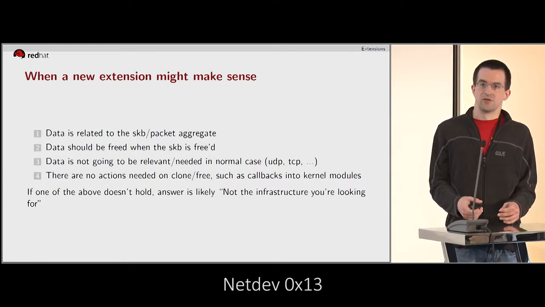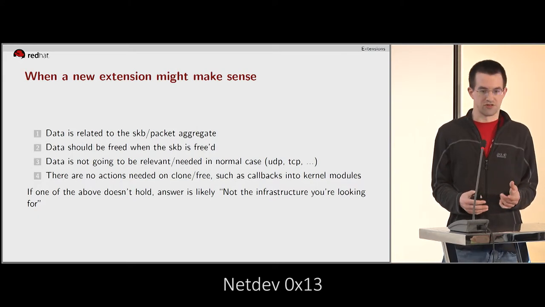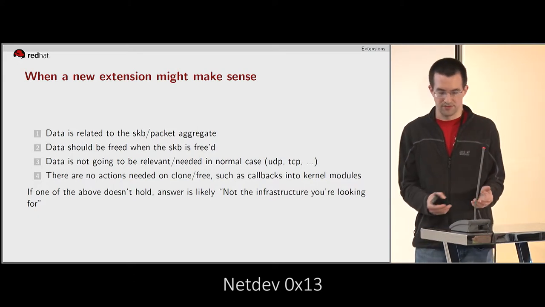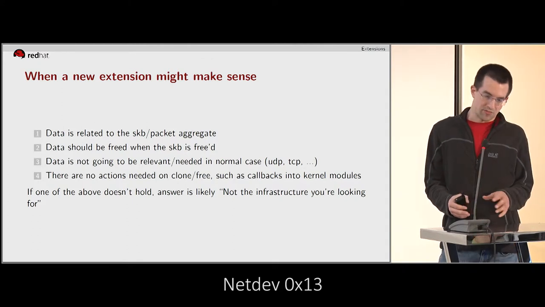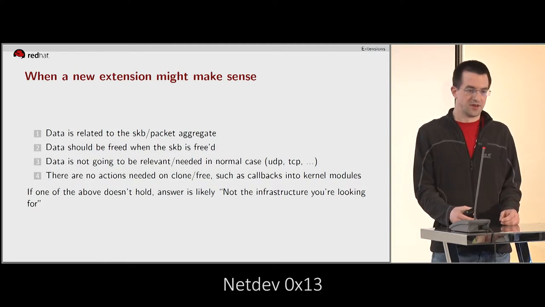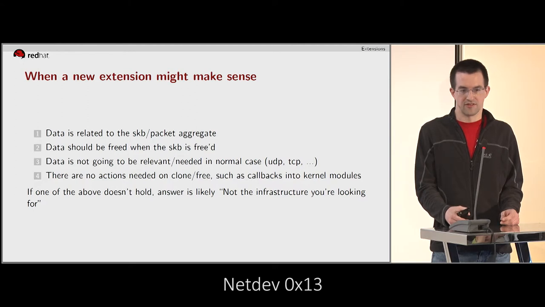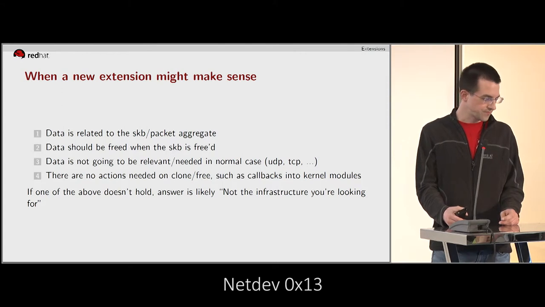When does using this infrastructure make sense? There are a couple of requirements that I think should be considered before making use of this. One is the data should be related to the SKB packet aggregate. Otherwise, it does not make any sense. For instance, you could move the device pointer to an extension, but that makes no sense because you just add one extra dereference operation. It's a common case, and so on.